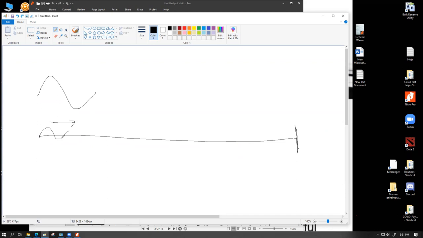Here the trough is going first, so the trough will be reflected first. So whenever it will be reflected back, the trough will be reflected first and the crest will be reflected later. So this is the shape of the reflection. So that's what happens whenever waves reflect.